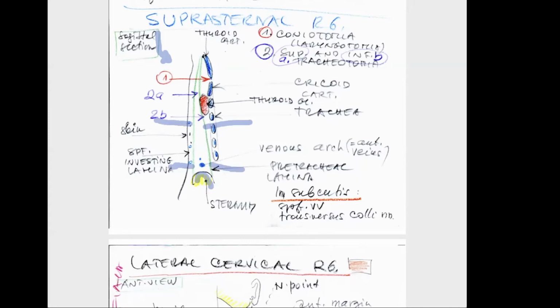So there is a space, a triangular space, in which we usually see some veins forming the venous arch from the anterior veins of the neck. And important for us is also to see some superficial veins.